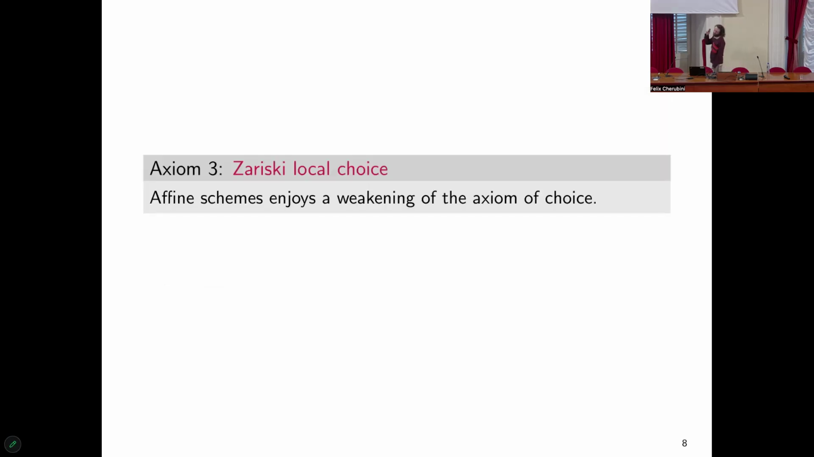And then there is a third axiom. I will not say much about it, but essentially it says that affine schemes have a weakening of the axiom of choice. It's a very important axiom, but I don't want to explain too much about it in this talk.